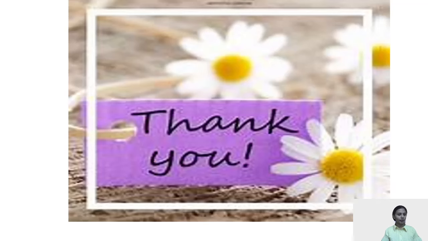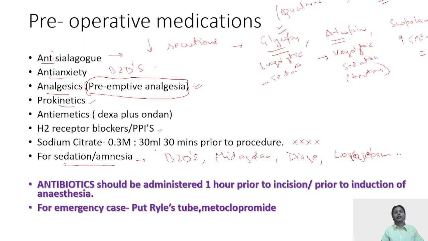Now, lastly, talking about the antibiotics. Antibiotics have to be given 1 hour prior to the incision. Please remember this. The choice of antibiotics is through the institution. So the antibiotics have to be administered at least 1 hour prior to the incision. If that option is not there, then go with the option prior to induction of anesthesia, with two exceptions.